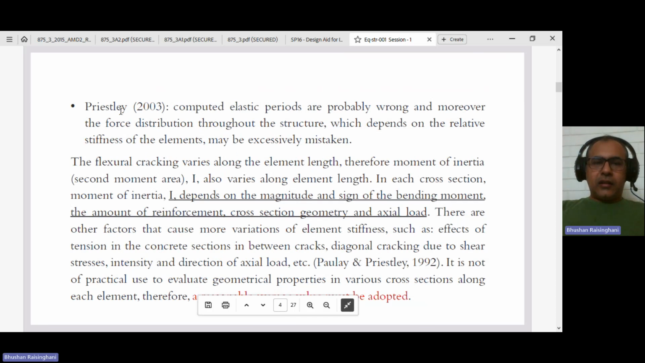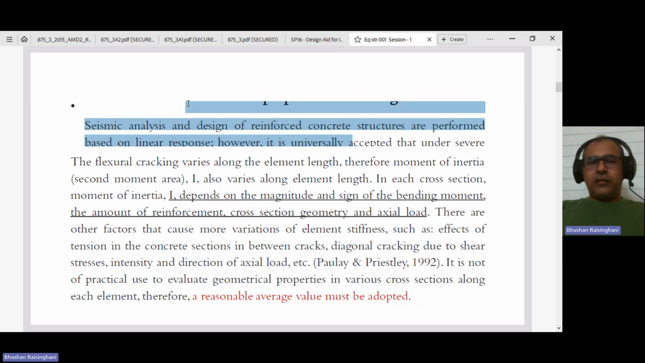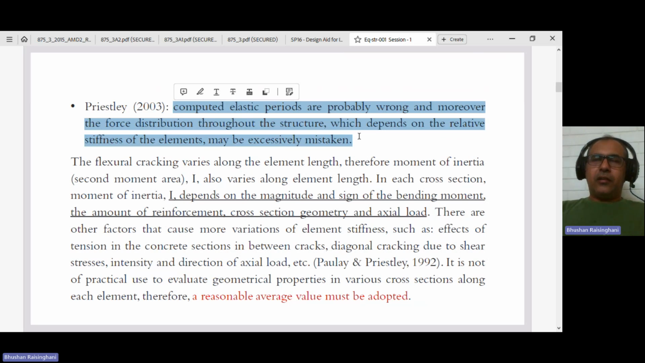In 2003, Nigel Priestley said computed elastic periods are probably wrong, and moreover, the force distribution throughout the structure, which depends on the relative stiffness of the elements, may be excessively mistaken. So if we consider the uncracked properties, then your load distribution as well as the behavior of the structure is not captured for the real condition of the earthquake, and hence it is necessary to consider the section modifiers that give the correct section properties for the beams, columns and walls.